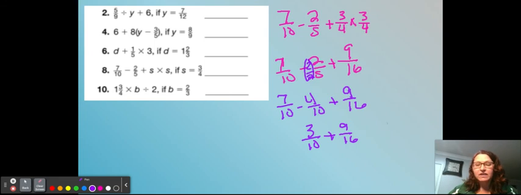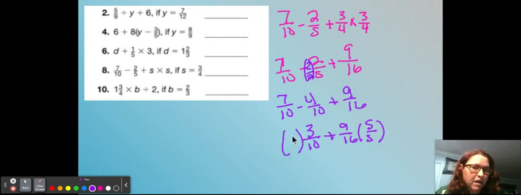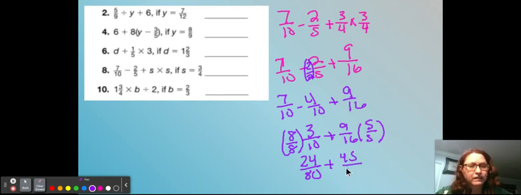Now, I have to find something that 16 goes into that 10 also goes into. So when I think about it, I'm thinking 16 times 5. 16 times 5 is 80. So I'm going to multiply this side by 5. How do I get from 10 to 80? I multiply it by 8. So right here, 3 times 8 is 24. 10 times 8 is 80, plus 9 times 5 is 45. 16 times 5 is 80. 24 plus 45 is 69. So I've got 69 over 80.